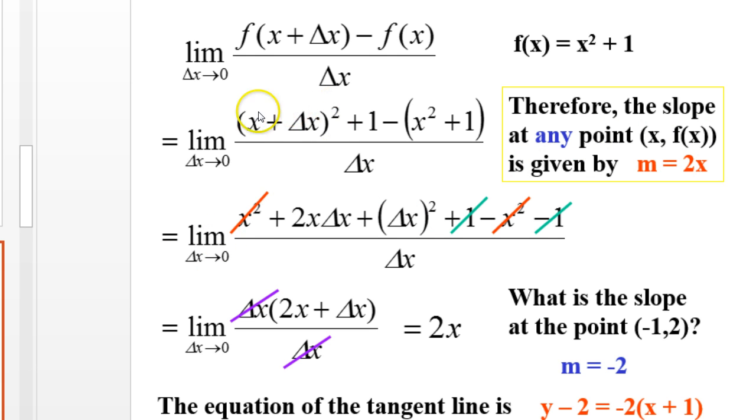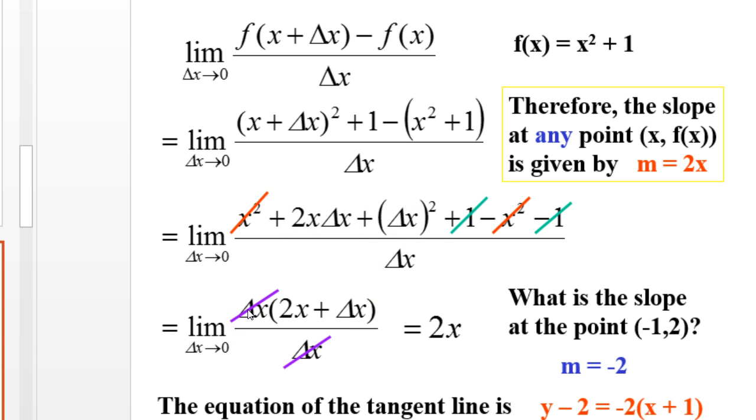So we square this and we get x squared plus 2x delta x plus delta x squared plus 1 minus x squared plus -1. The x squareds cancel out. The 1 and the -1 cancel out, so all I'm left with is 2x delta x plus delta x squared. I factor out the delta x.